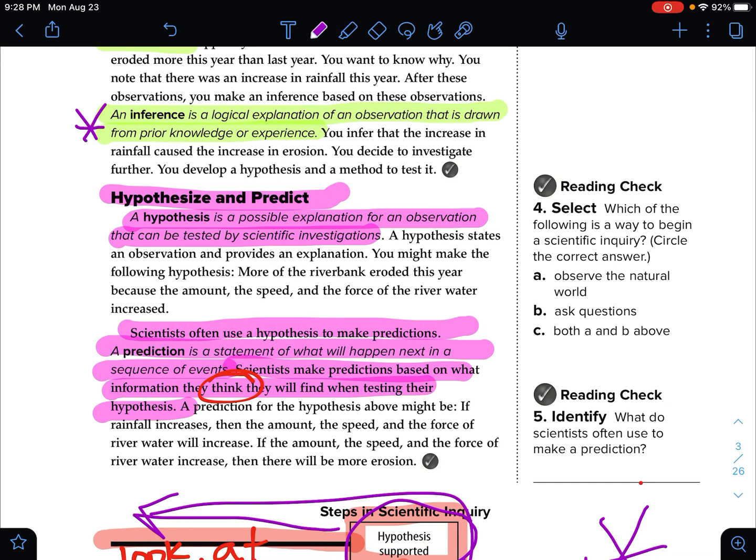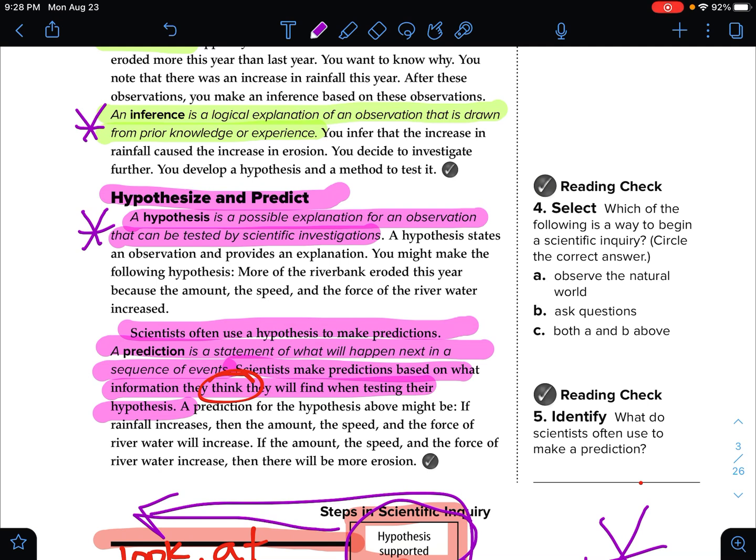So a hypothesis. A hypothesis is a possible explanation for an observation that can be tested by scientific investigation. It's got to be tested. Cannot be based on opinion, right? A hypothesis states an observation and provides an explanation. You might make the following hypothesis. More of the riverbank eroded this year because the amount, the speed, and the force of the river water increased.